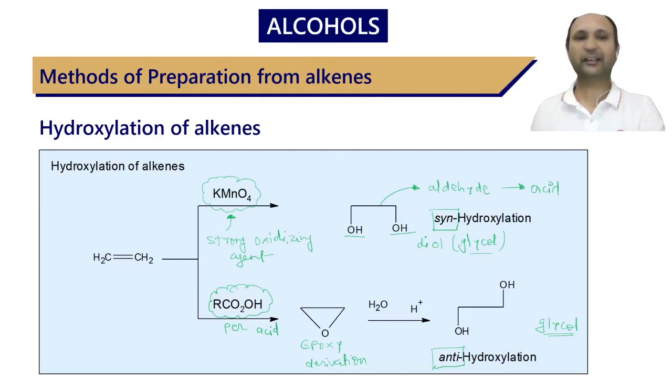The difference between the reactions with KMnO4 and peracid is that the result of the KMnO4 reaction is a syn-oriented product in which both the hydroxyl groups will be on the same side of the bond, whereas in the peracid reaction the anti-orientation is obtained, in which both the hydroxyl groups will be at the opposite ends of the bond.